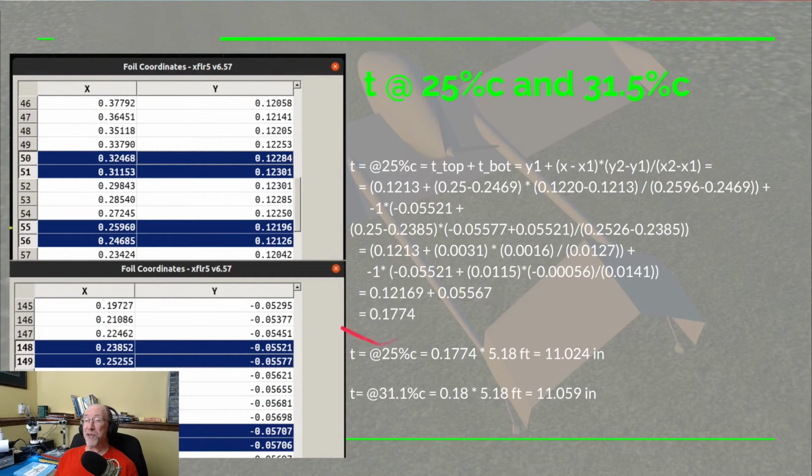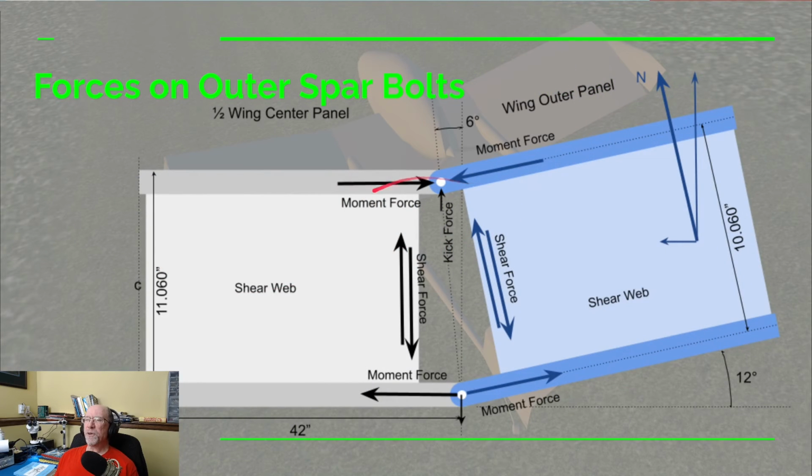I did some calculations to find out how deep that spar will be. That's taking my 18% thick airfoil, multiplying by the chord, that's 5.81 feet, and that gets us 11.06 inches. So that's not too bad. It's almost a foot high. So that's what I've drawn here.